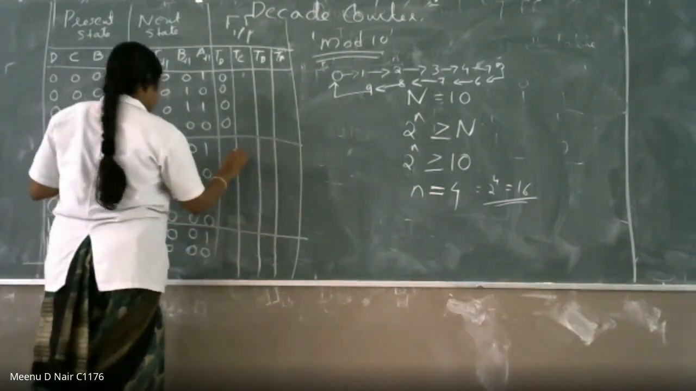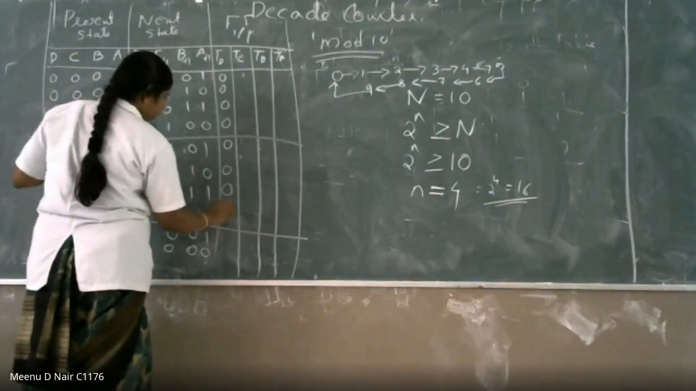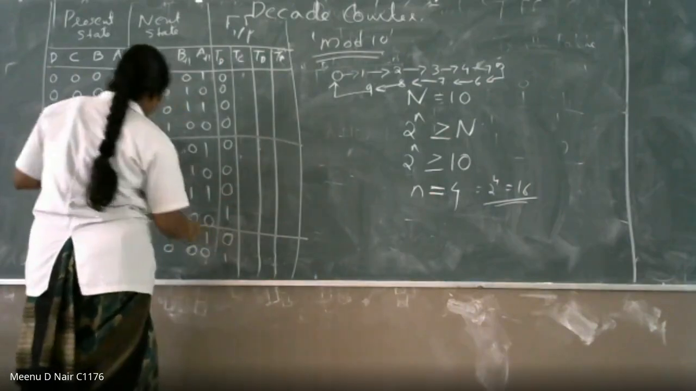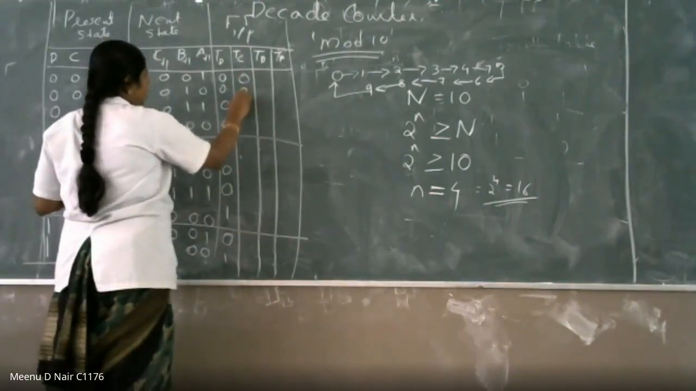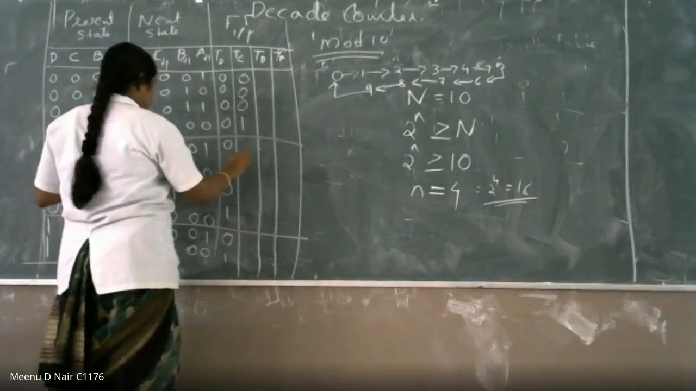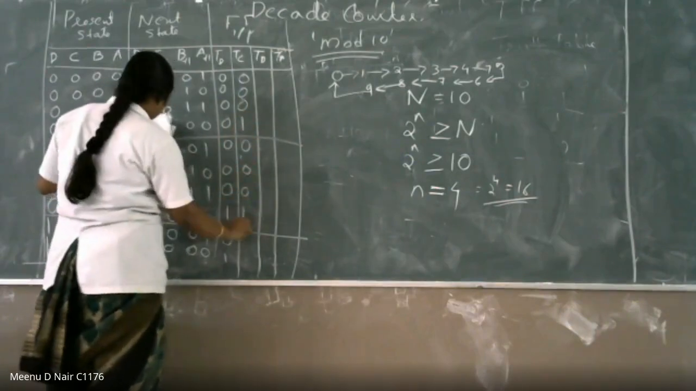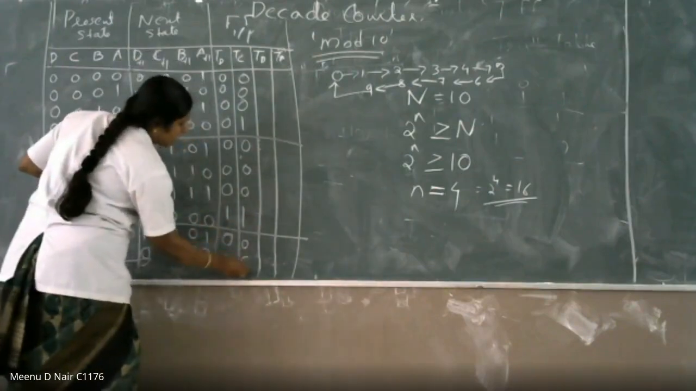Next will be 0, 0, 0, 1, and this one is 0, 1. Okay. And what about for PC? This is 0, 0, 0, 1. Then here also 0, 0, 0, 1. And the last one is 0, 0.